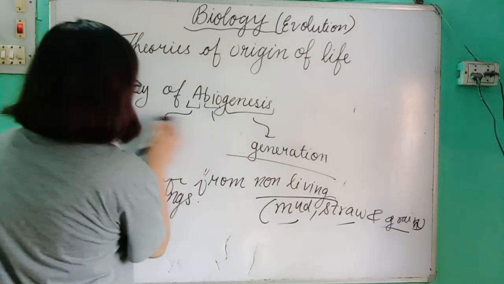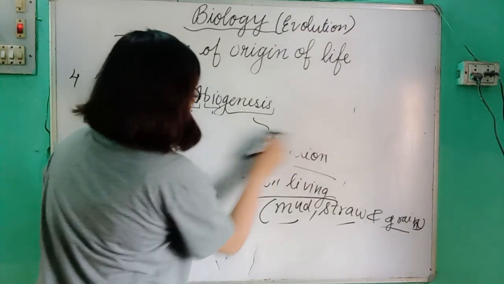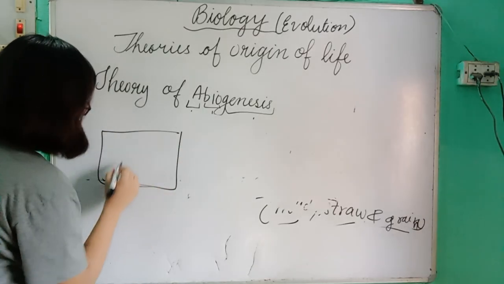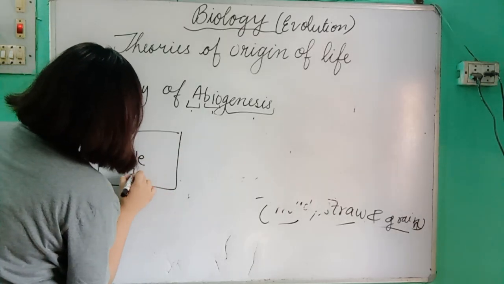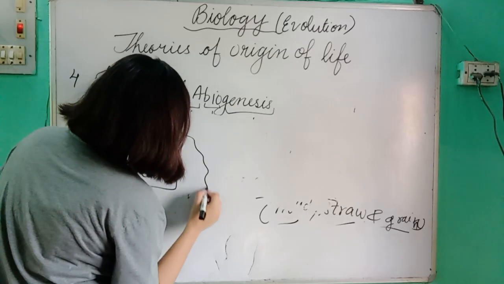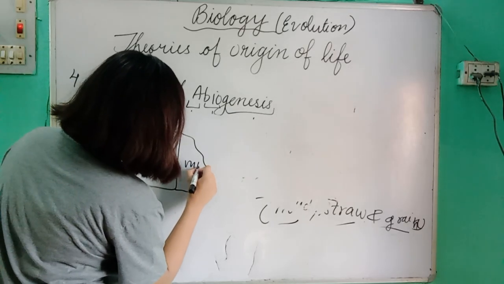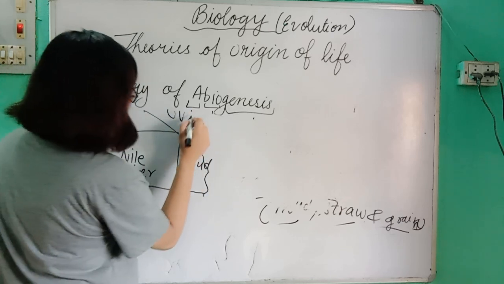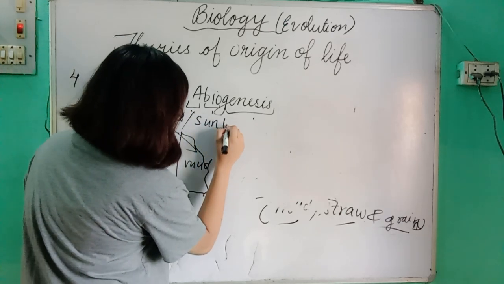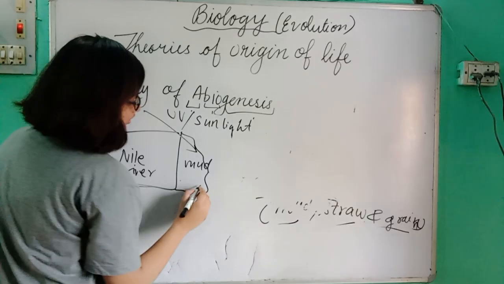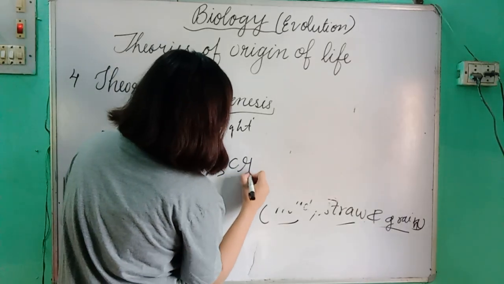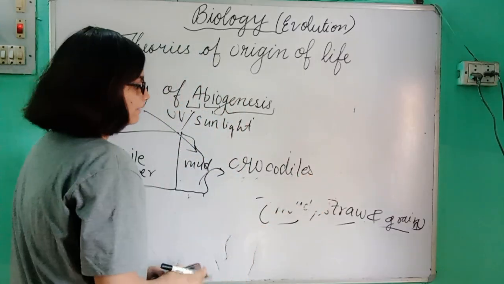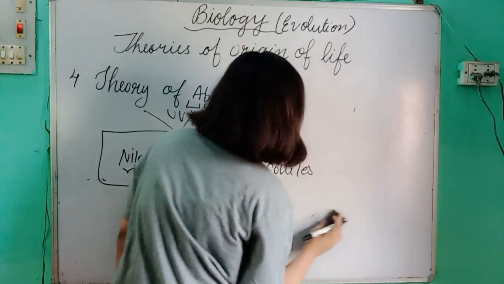The first thing that was believed was, near the Nile River, there was mud. So, suppose this is our Nile River and there is mud near it. It was believed that when UV rays, or we can say sunlight, fell on this mud, crocodiles and amphibians arose. However, this is not practically possible, but this is what the theory of abiogenesis said.